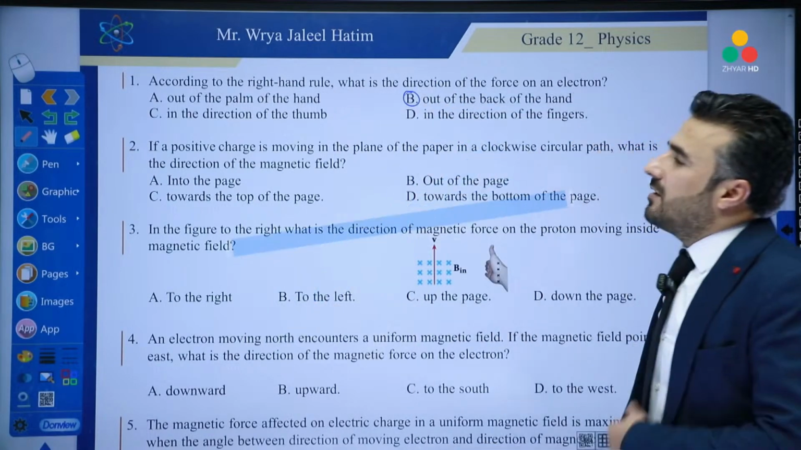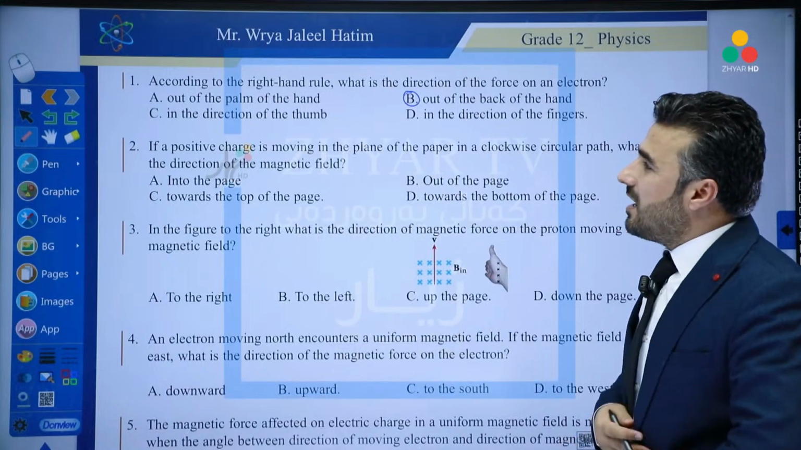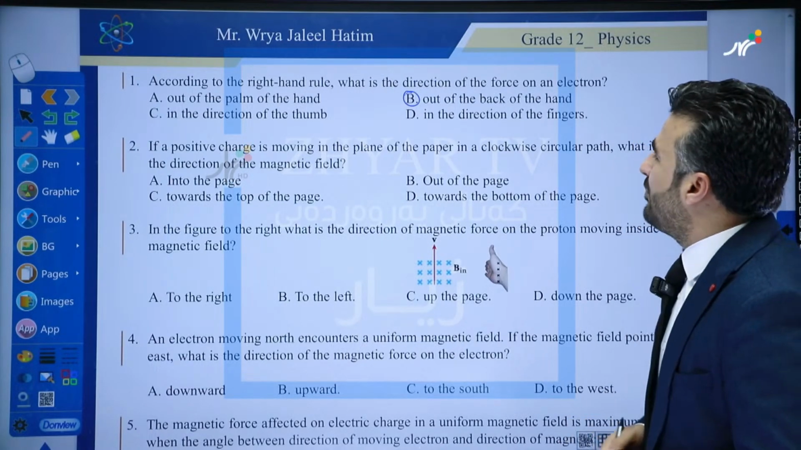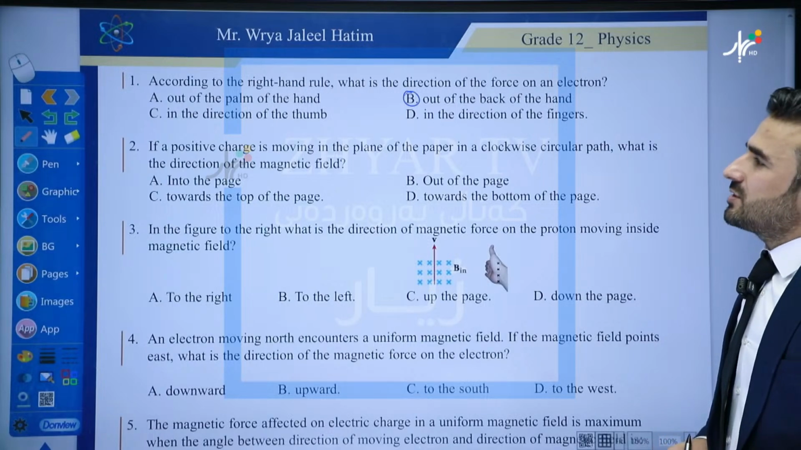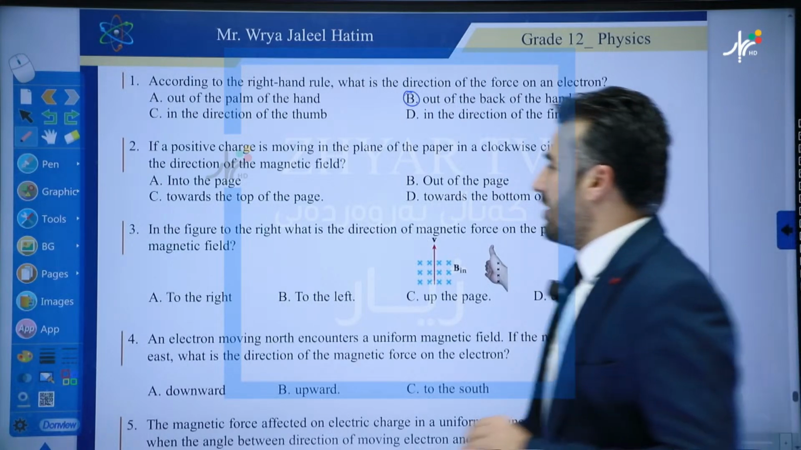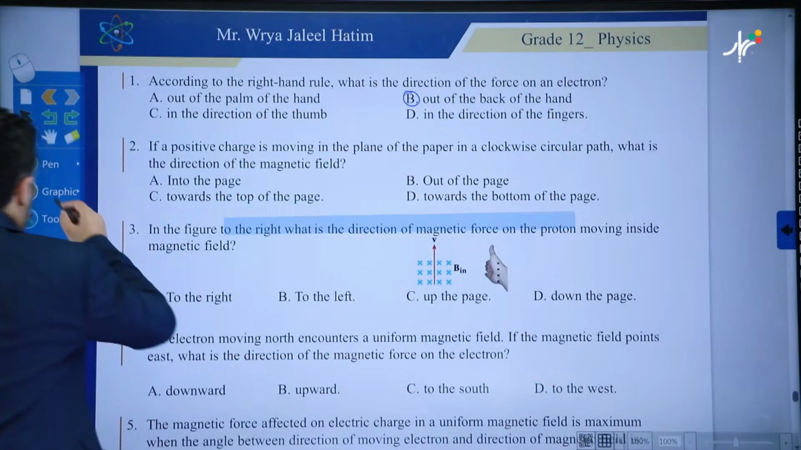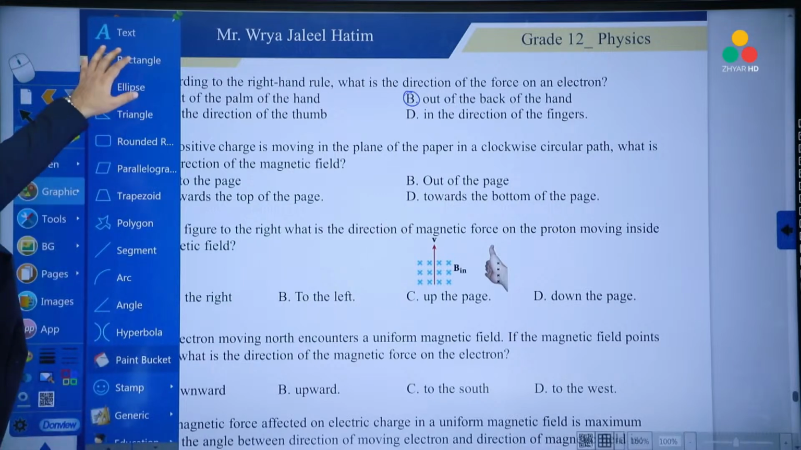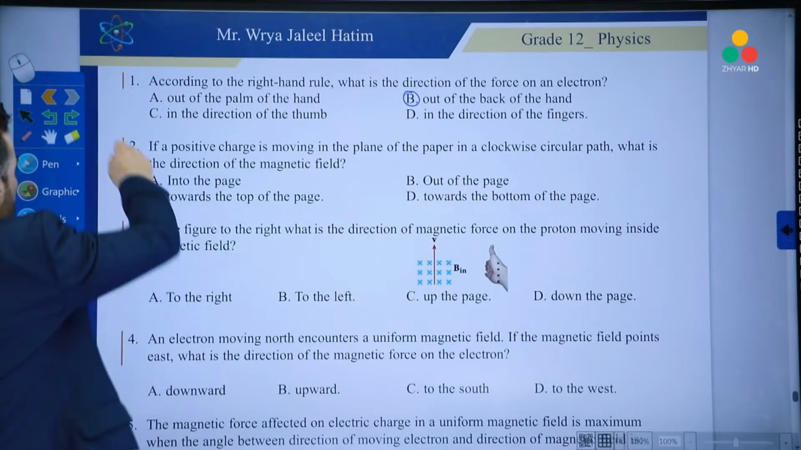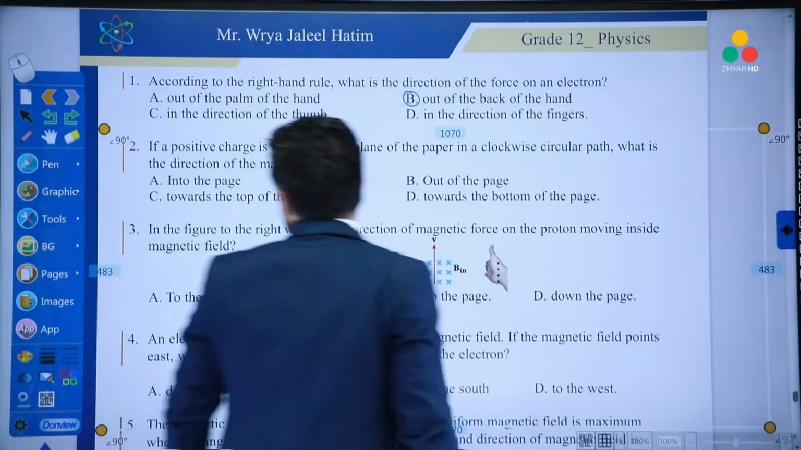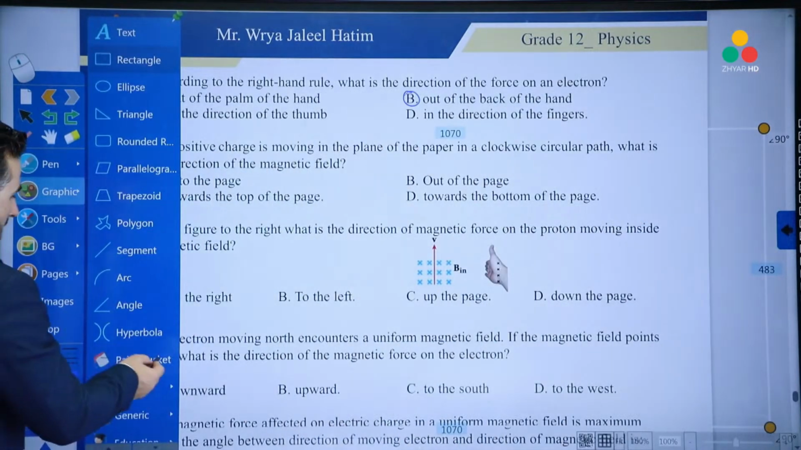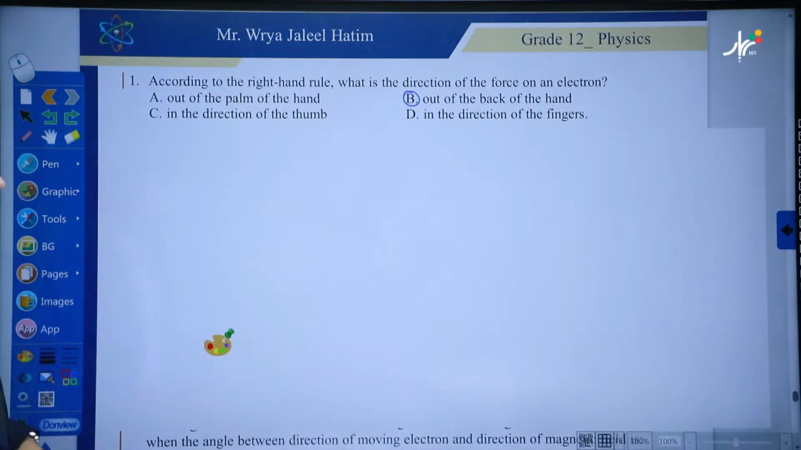Okay, what about part B or question 2? It says, if a positive charge is moving in the plane of the paper in a clockwise circular path, what is the direction of the magnetic field? Now, this is something very important, guys. Whenever it tells you that something is moving, let's say either clockwise or counterclockwise or even in a circle, okay? I want you to remember this one always. Whenever it tells you that a charge is moving either in clockwise or counterclockwise, I want you to do this, yeah?